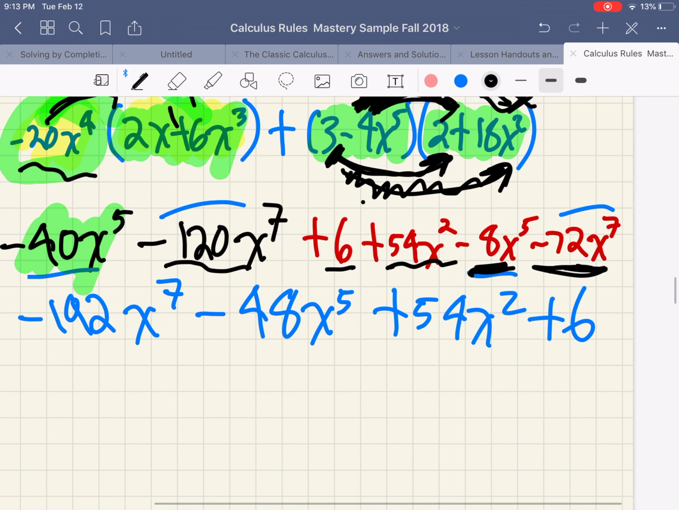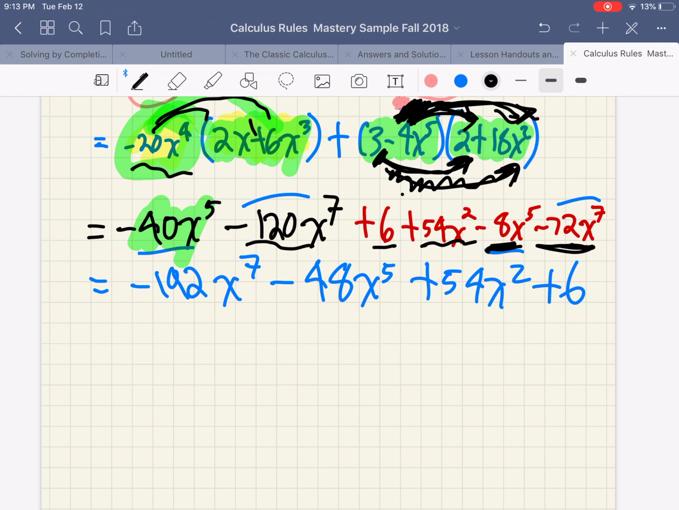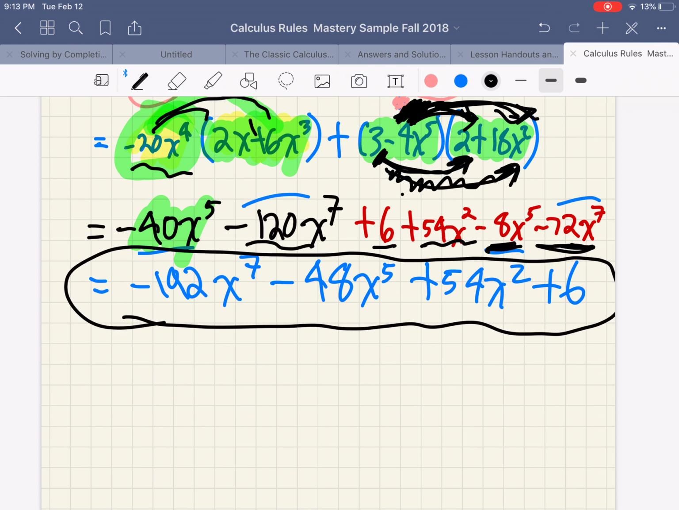I'm not even going to go through the next part, but I simply collect like terms and put them in order of decreasing power or decreasing degree, and that's the final answer for the derivative using the product rule.